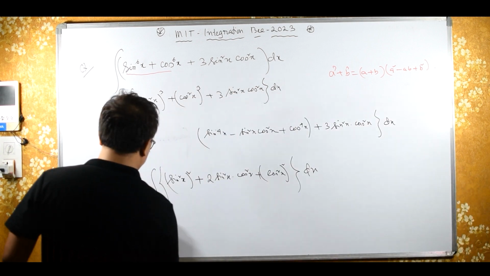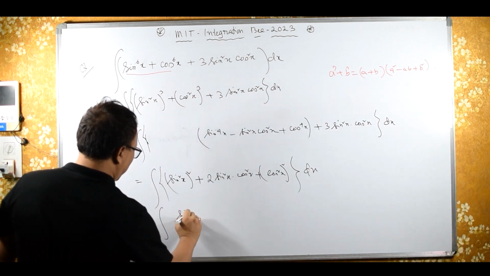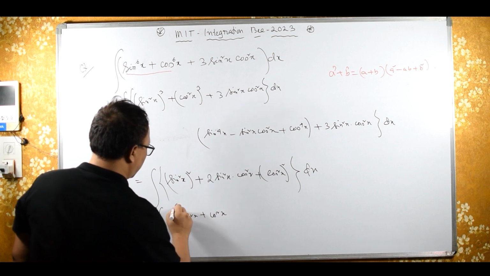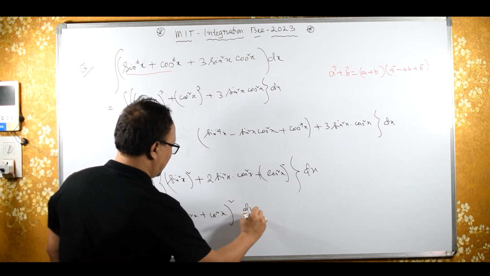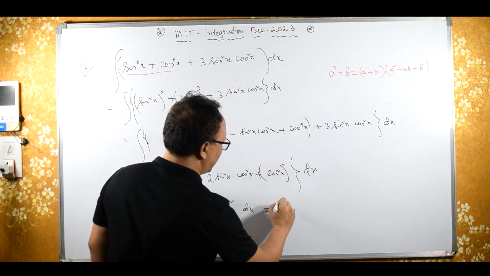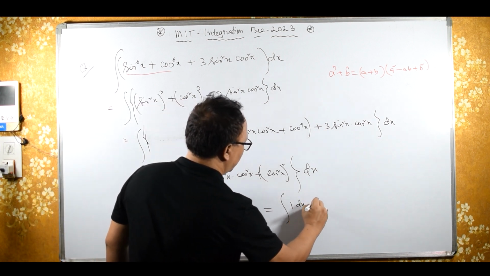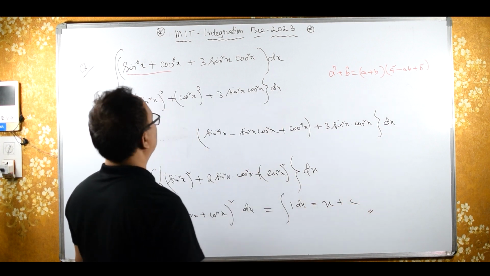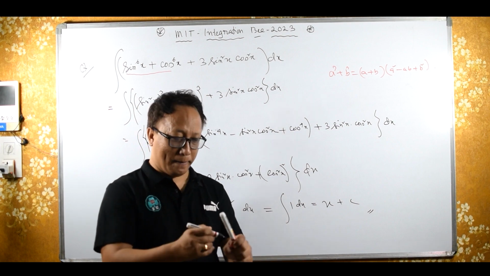Therefore this integral is the same as (sin^2 x plus cos^2 x) squared dx. Sin^2 x plus cos^2 x is 1, and 1 squared is 1. Therefore integral 1 dx is x plus c. This is the required answer.